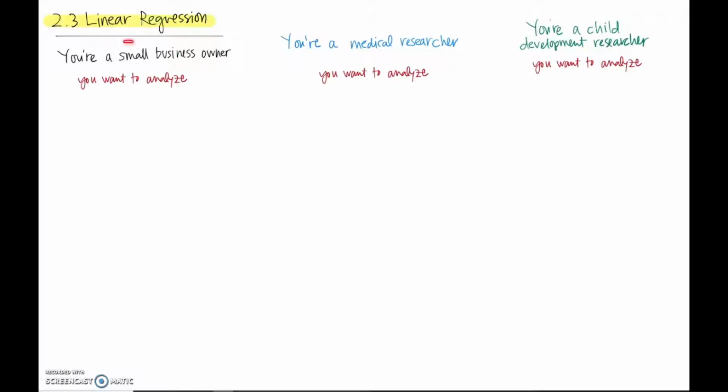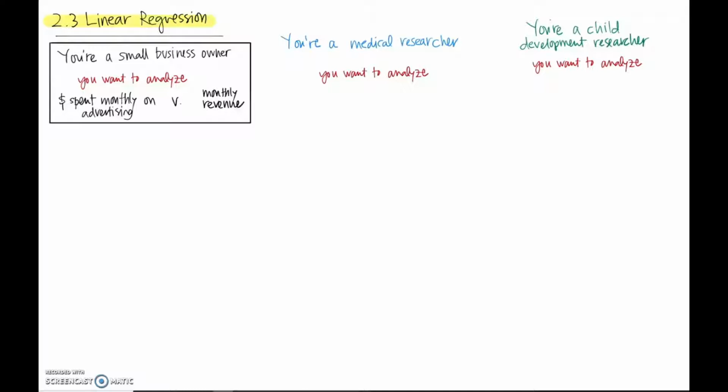So as a small business owner, the thing that you want to analyze is the amount of money you spend monthly on advertising versus your monthly revenue. So maybe you own a roofing business and you're spending some money each month on Google ads or Yelp ads, and you want to know, is that advertising money really translating into revenue? And so you track it for a few months, maybe 4, 5, 6, 7 months. You keep track of how much you're spending on that advertising and how that's translating to revenue.